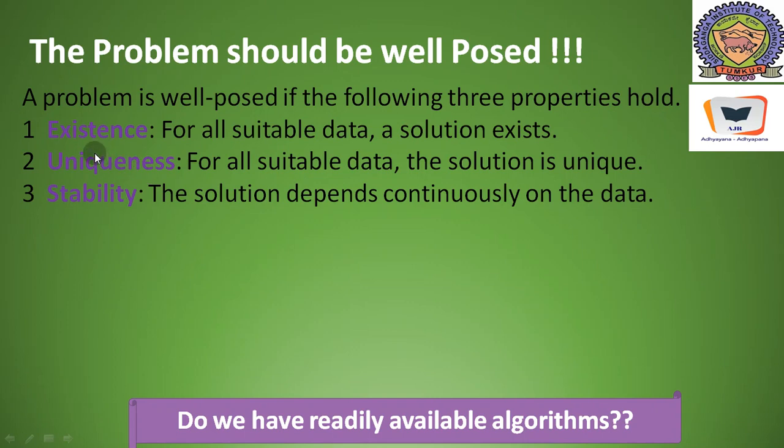It should be existent. Okay, the problem is really in existence. For all suitable data, a solution also exists. Uniqueness: for all suitable data, the solution is unique. Stability: the solution depends continuously on the data. As the data comes in huge numbers, temporal, which is time dependent, then also the solution should be available. That means if we simplify the definition of a well posed problem, a well posed problem will have a solution in existence, and the solution is unique, and the solution is stable.